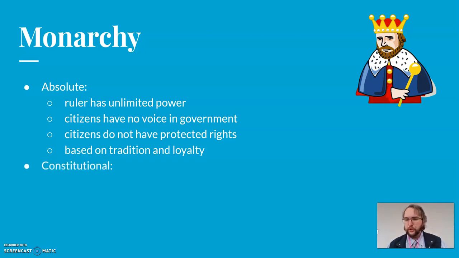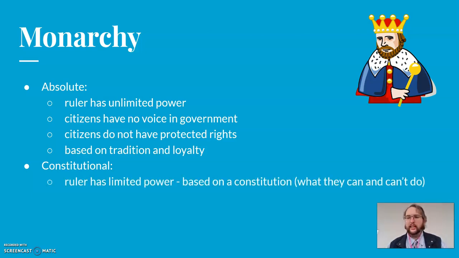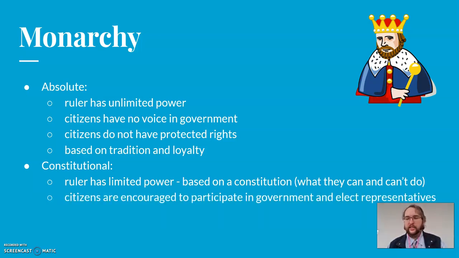In a constitutional monarchy, it's quite different. The ruler has limited power, and the limited power is based on a constitution, a written plan of government. So in the Constitution, it tells what the king or queen can and cannot do. So there's limited power. In a constitutional monarchy, citizens are encouraged to participate in government and elect representatives.